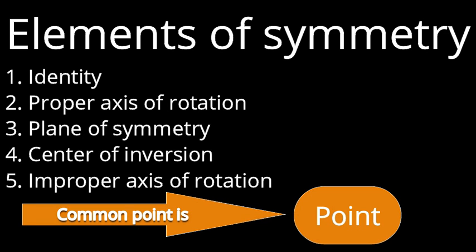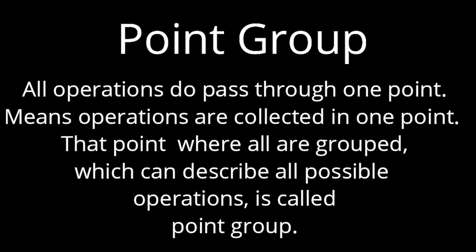Fifth one was improper axis of rotation. It also encompasses dual mode elements. One was axis, another was plane. Among all those 5, one thing is common, and that is point. So, there is a point in studying that point. All operations do pass through one point. Means operations are collected at one point. That point where all operations are grouped, all elements are grouped, which can describe all possible operations, it's called as point group.